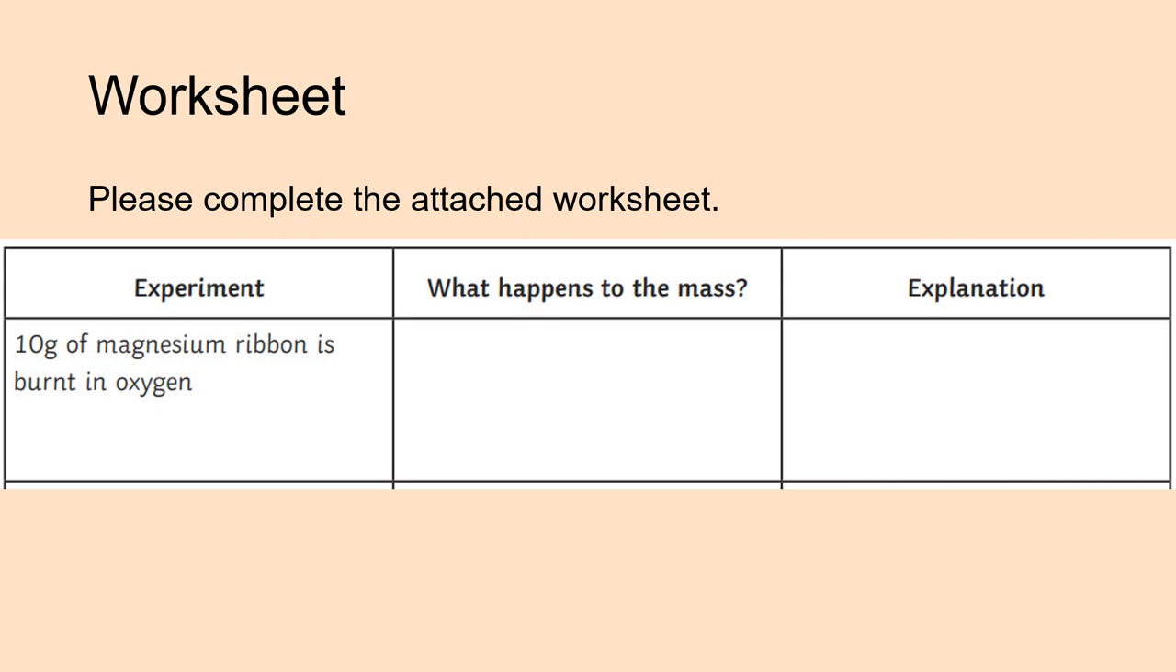So 10 grams of magnesium ribbon is burnt in oxygen. What happens to the mass? So if it's burnt in oxygen, that means oxygen is a reactant. And we won't have measured the mass of the reactant at the beginning, but we will be measuring the mass of the oxygen when it's been reacted with the magnesium at the end. So that means that our mass will increase, and the explanation is because we will now be including the mass of the oxygen in the product weight, but we did not include the mass of the oxygen in the reactant's weight.